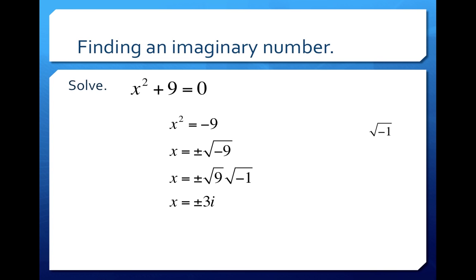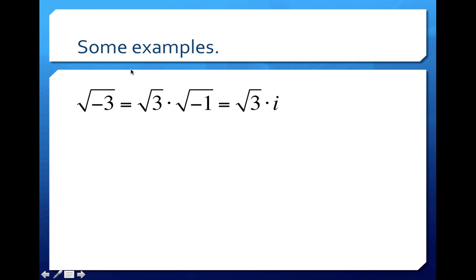I did not mean to do that. So that's the first thing. So our imaginary numbers come from the square root of a negative number, and I can always separate that out. Alright? So next, here's some examples of stuff you can do.